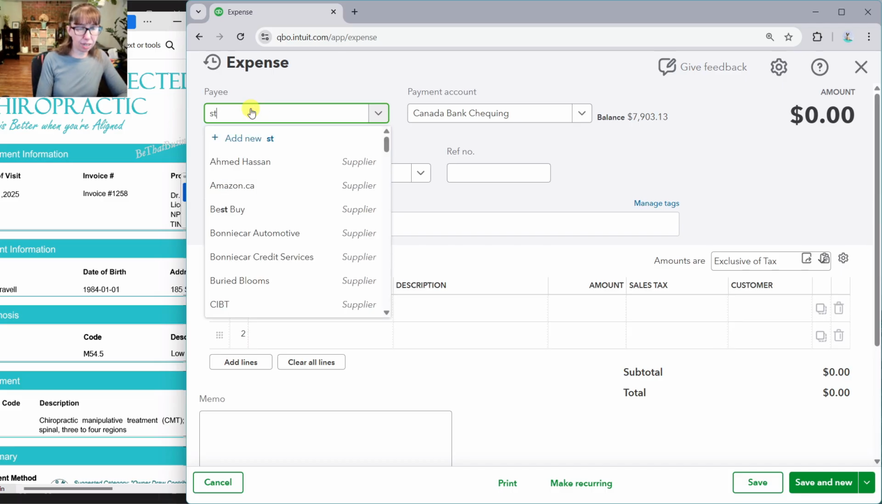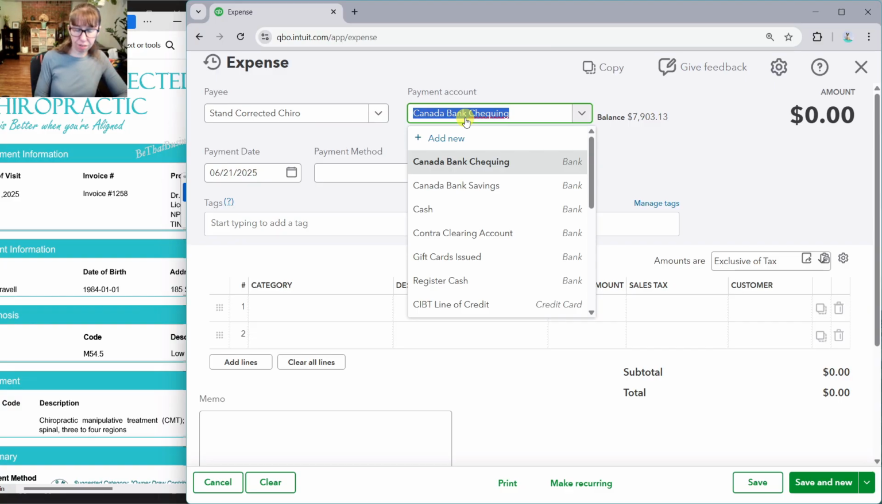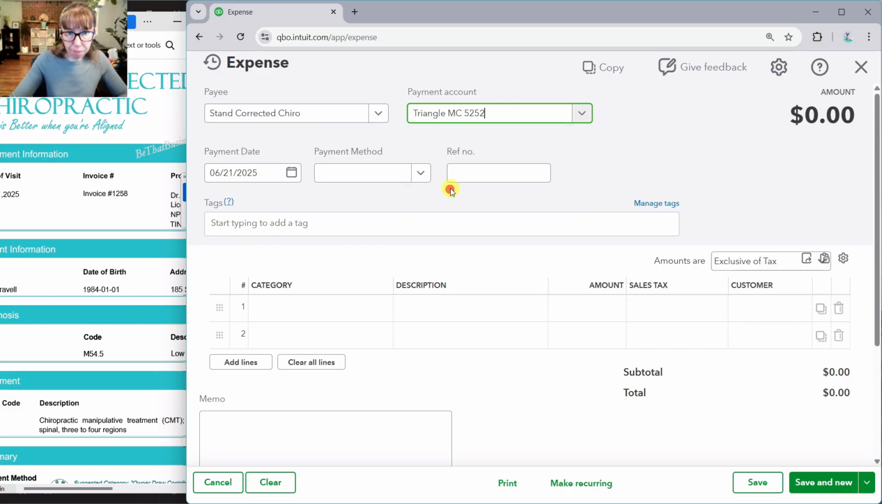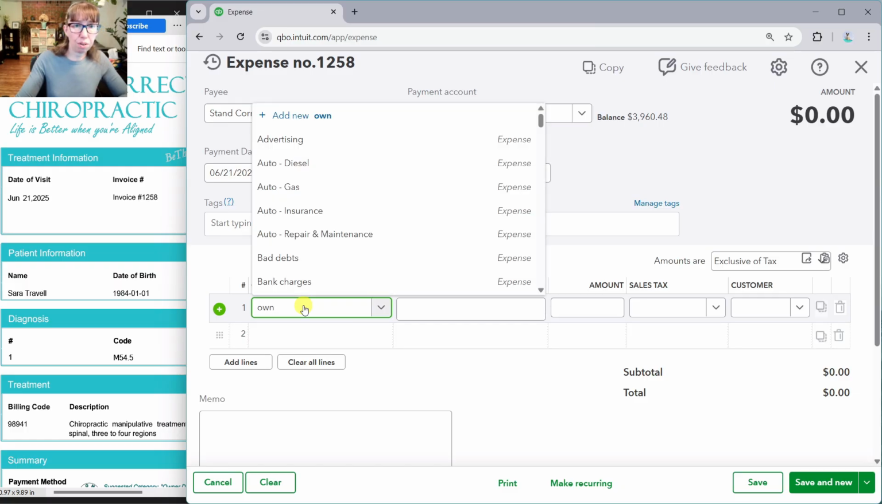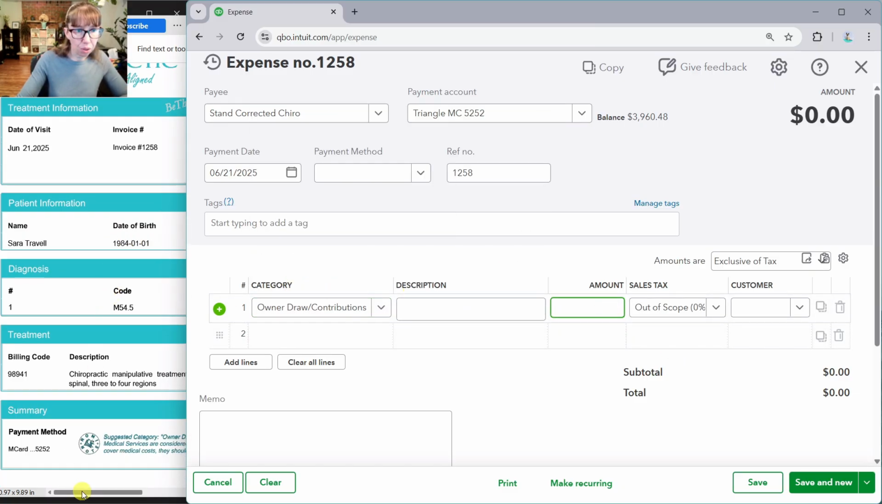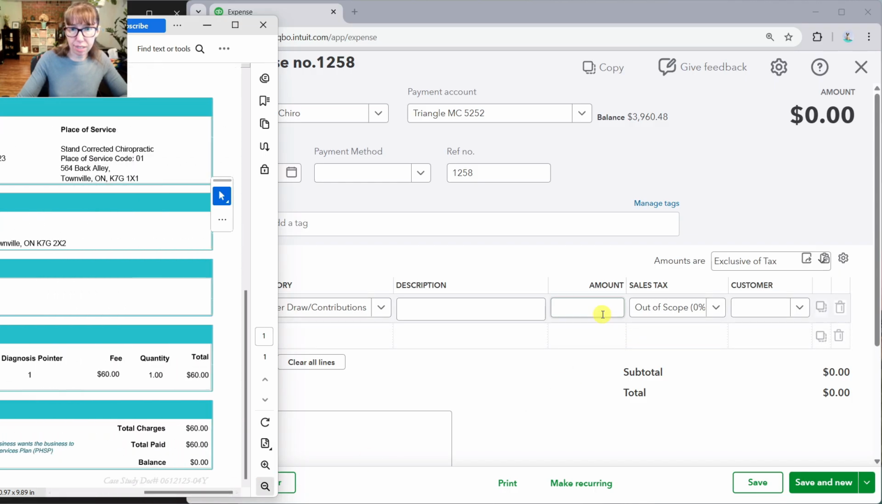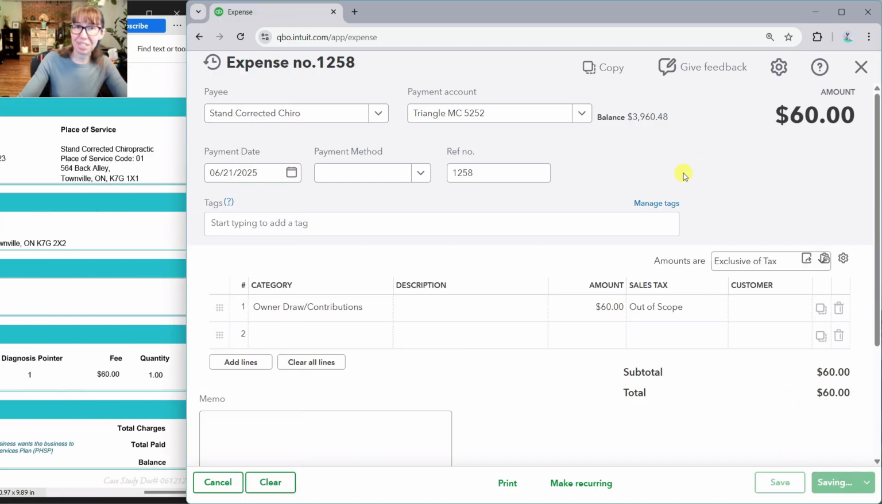So this is Stand Corrected Chiro. It was paid out of the triangle. It was paid June 21st. And we can put in 1258 if we wanted to. And this is owner's draw contributions. And the amount was $60. Like this, out of scope. Save and new. Let's see what's next.